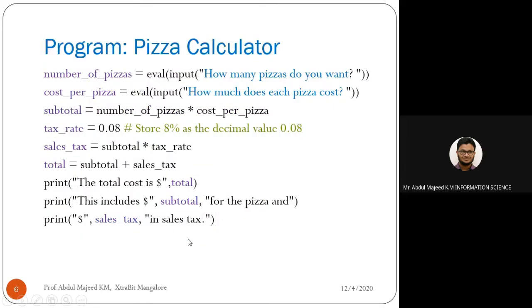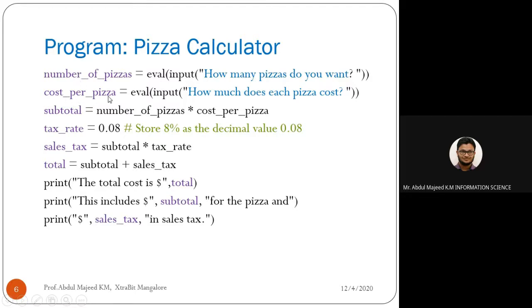You can see this program. First, we are taking the number of pizzas. We are asking the user to enter how many pizzas they want. That is nothing but a string, and that string will be converted by using the eval function. We already learned the eval function. Then the value is assigned to the number of pizzas.